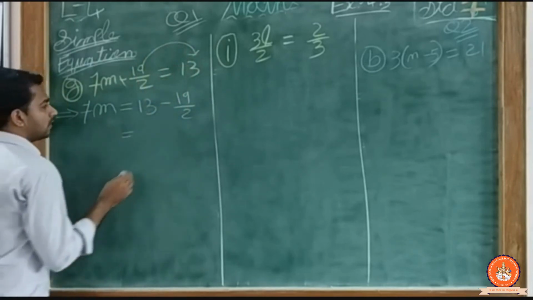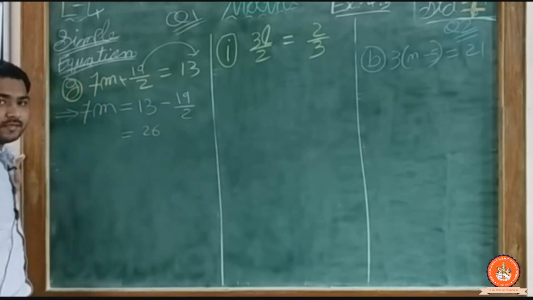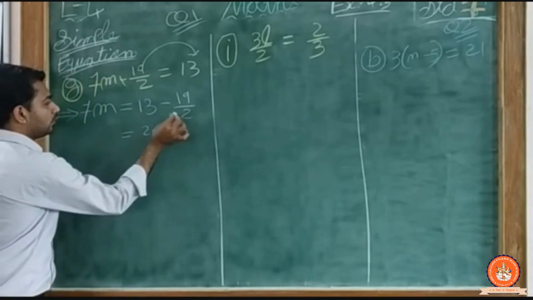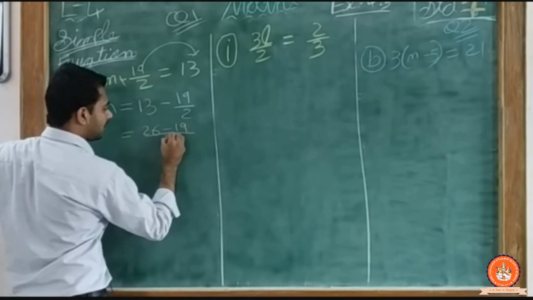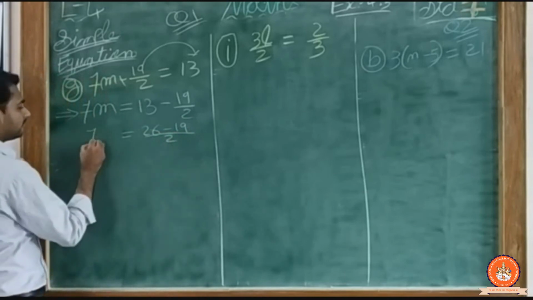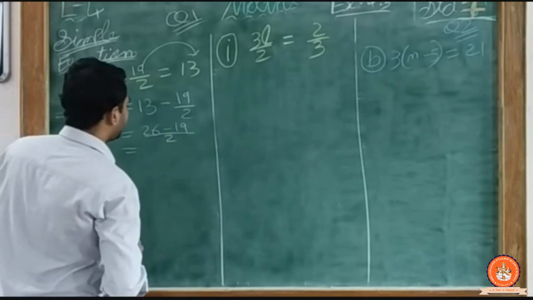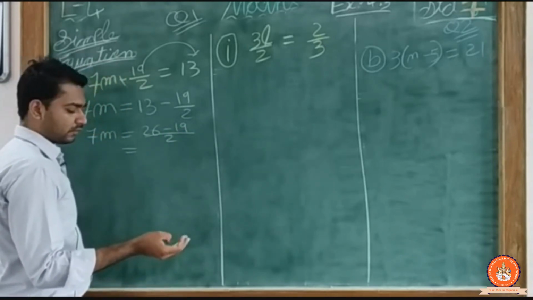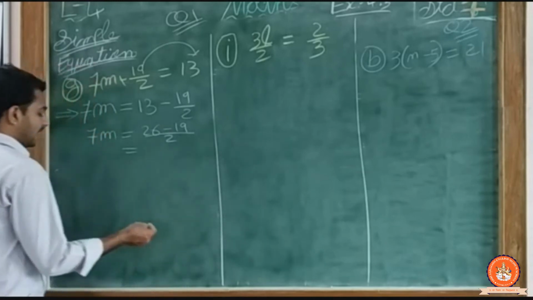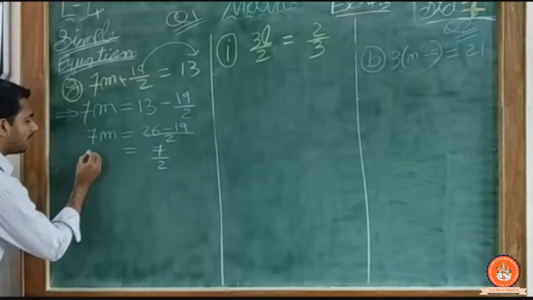Now solving this equation. So 3, 12, 6 and 2, 1, 2. Now we have to take the LCM. Okay, so 2 into 13, that is 26, minus 19, divided by 2. Okay, this 7m is equal to, now 26 minus 19, that means 20, 21, 22, 23, 24, 25, 26. That means I get my answer, that is 7 by 2.